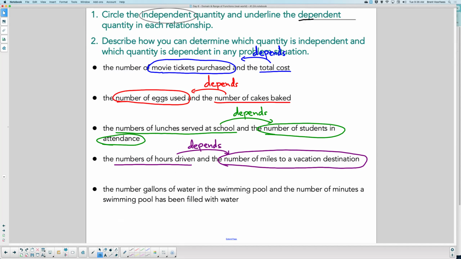All right, Danny, I'm going to give the last one to you here. The number of gallons of water in the swimming pool and the number of minutes a swimming pool has been filled with water. To make this more clear, like with a water hose. You're holding a water hose. Which one comes first? Is it the number of gallons of water in the swimming pool? Or is it the number of minutes the swimming pool has been filled with water from a person holding the hose? What would come first?